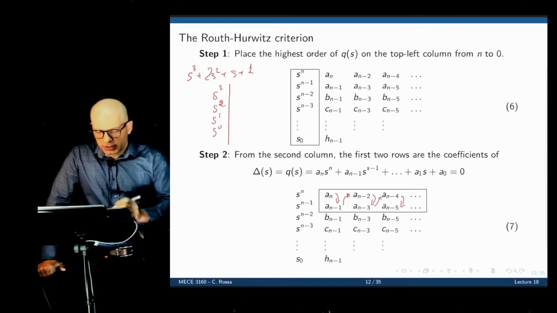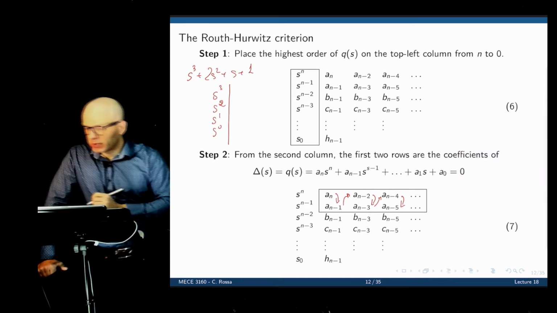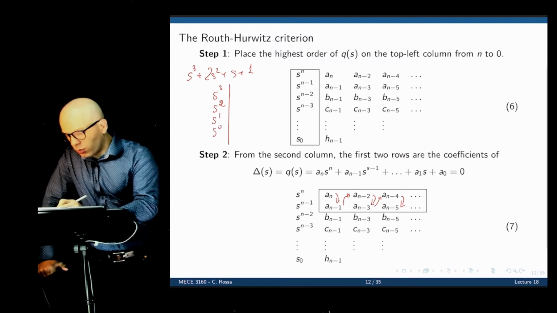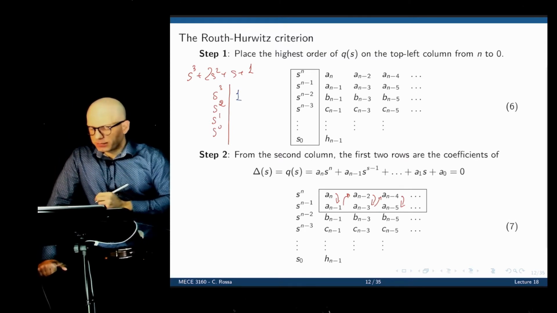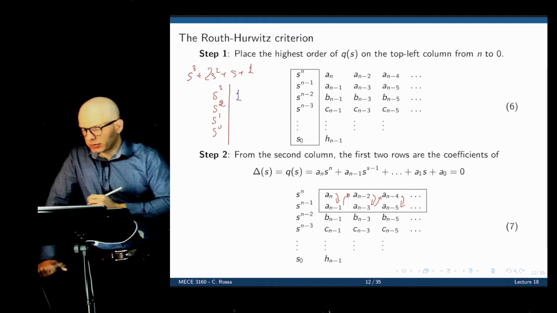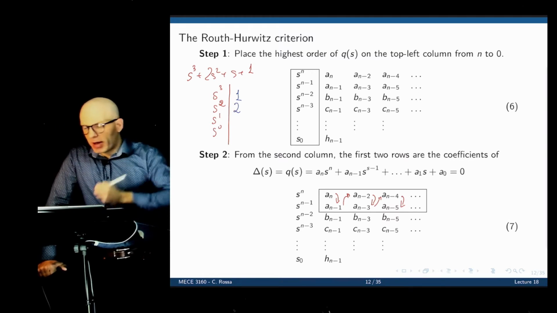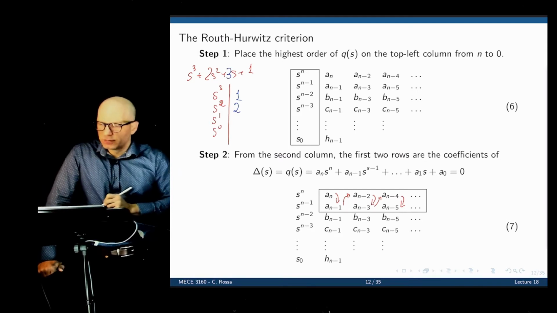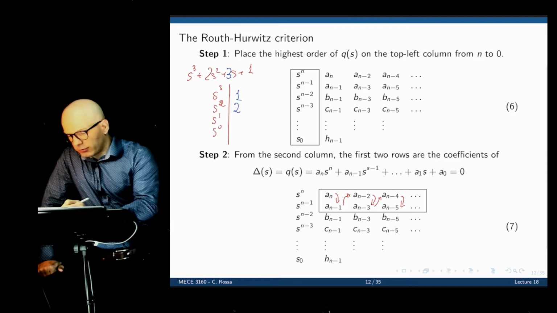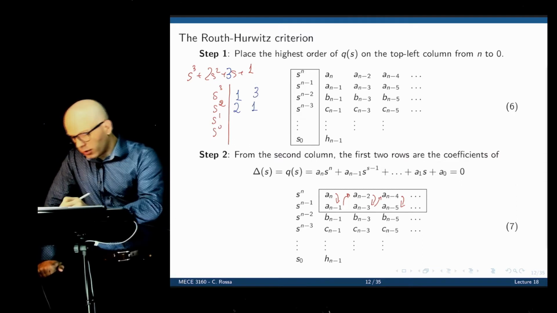In the example that I gave here, we would go with the coefficient that multiplies s to the power of 3 first. That's 1. Then immediately under it is the coefficient that multiplies s to the power of 2, that is 2. And then now we go back up. Let me add the number 3 here just to avoid confusion. If we add plus 3s, we would have 3 and 1. So again, we go down and up and down and up.